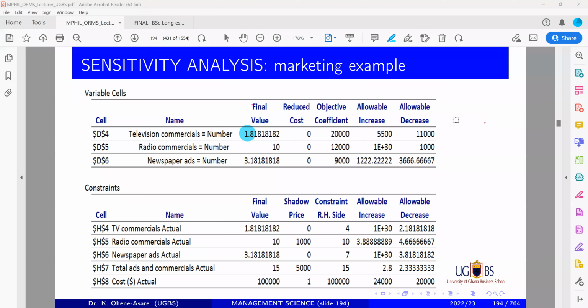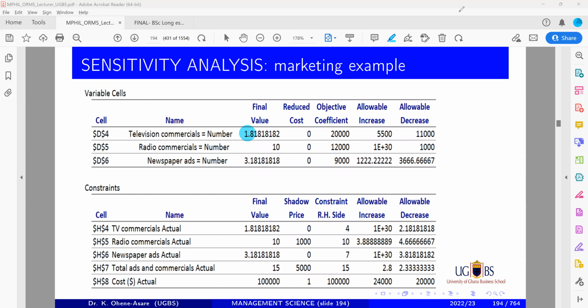You multiply the final value of each by the objective coefficient, and then you add them together. As in for TV commercial, you take this one, you multiply this one by the 20,000. And then you multiply the 10 by the 12,000, the 3.18 by the 9,000, and then you sum all. And that will be your corresponding total number of exposure. So take note of that.